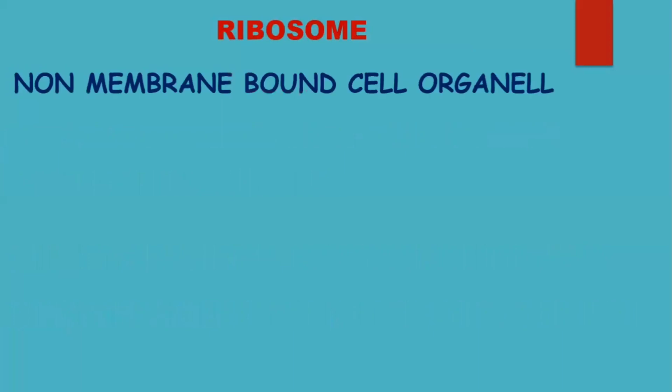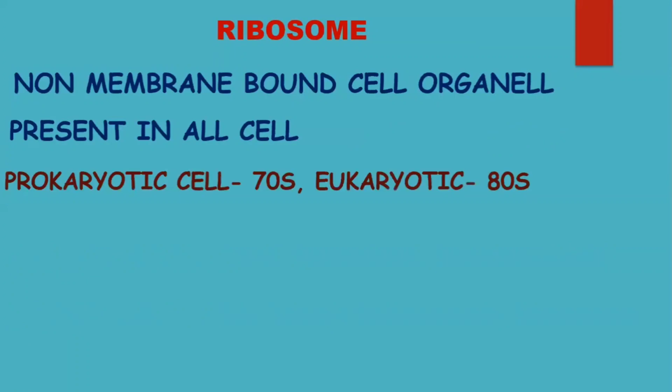Next structure we have to learn is ribosome. Now remember, ribosomes are non-membrane bound cell organelles. That means they are not bounded by any membrane. Present in all cells, whether it's a prokaryotic cell or a eukaryotic cell. They are present in all. In prokaryotic cells, they are of 70S type, and in eukaryotic cells, they are 80S type.